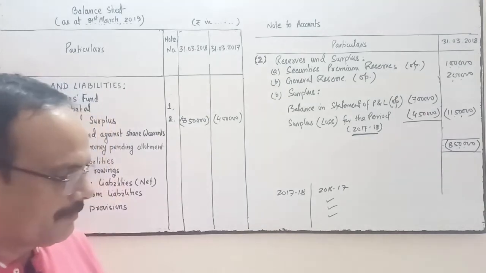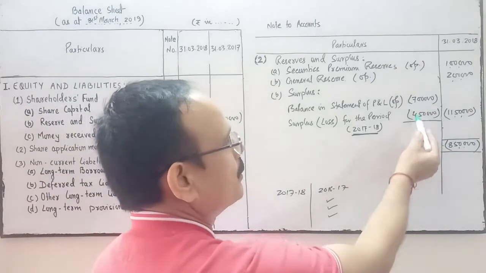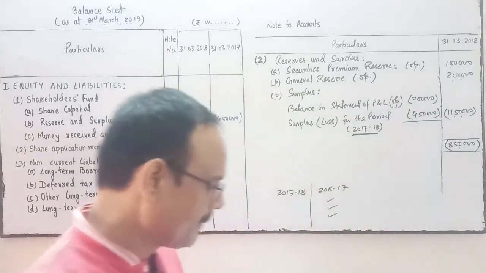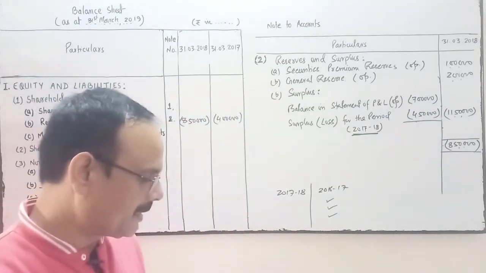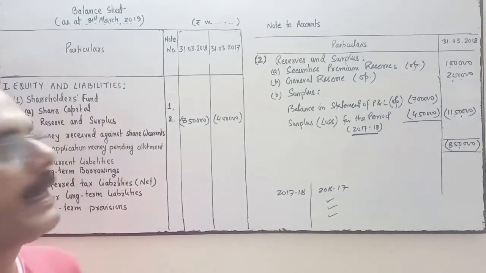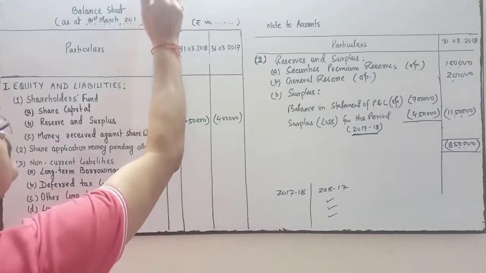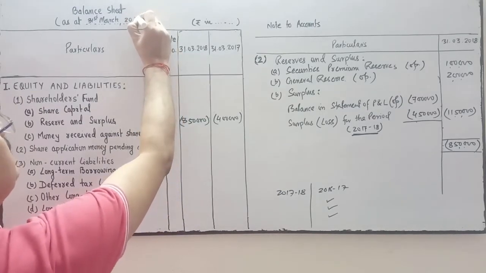During the year ended 31st March 2018, it incurred a loss of rupees 4 lakh 50. So total loss is now 11 lakh 50. So how will these items appear in the balance sheet and notes to account? Is it clear? This will appear in this way. So here the balance sheet is as of 31st March 2018.